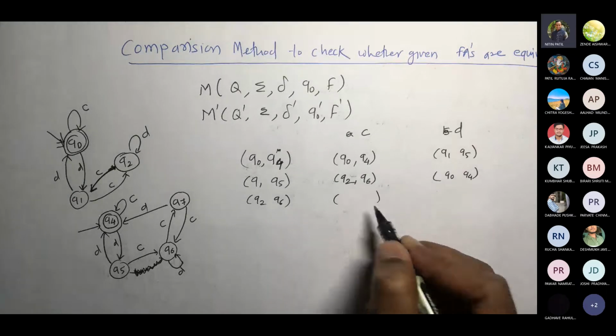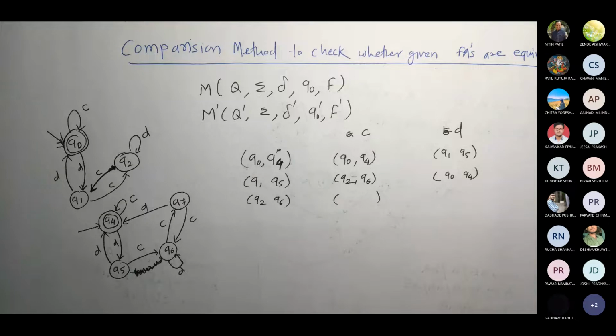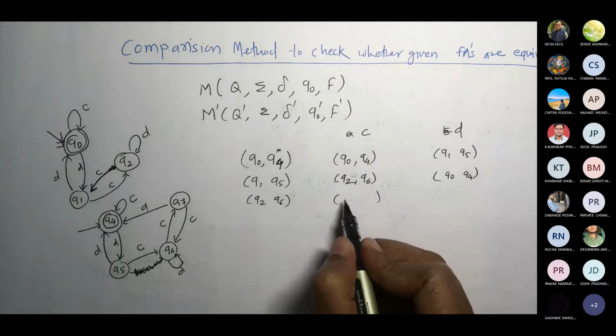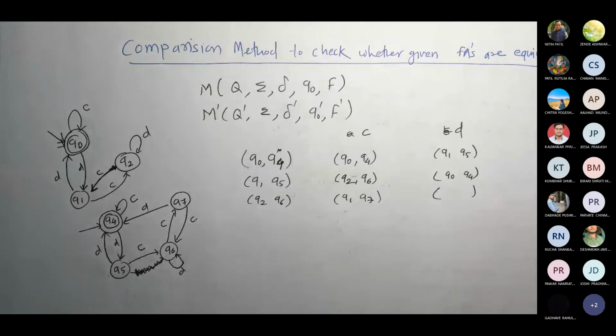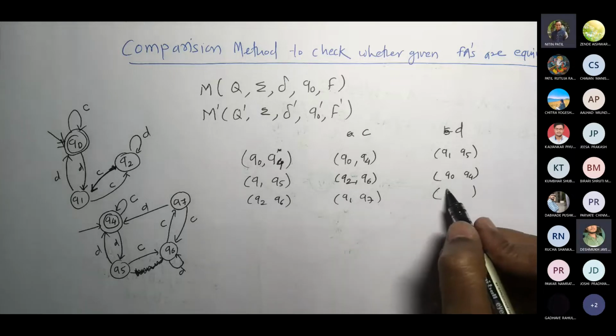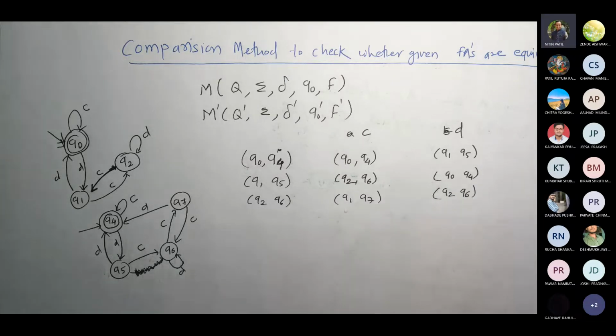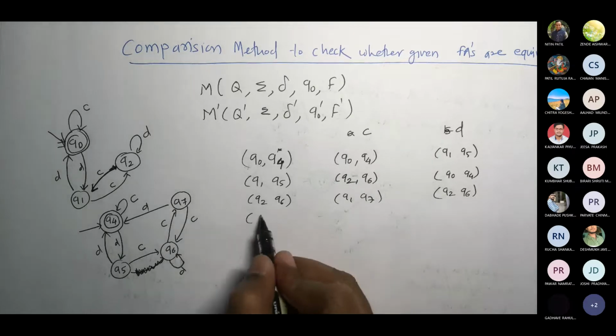Q2C, Q2D. Q2C, Q6C, both of them Q1, Q7. Yes, sir. Q1, Q7. Next. Q2D, Q6D gives Q2, Q6. Very good. Which is the new entry? Q1, Q7. Good.